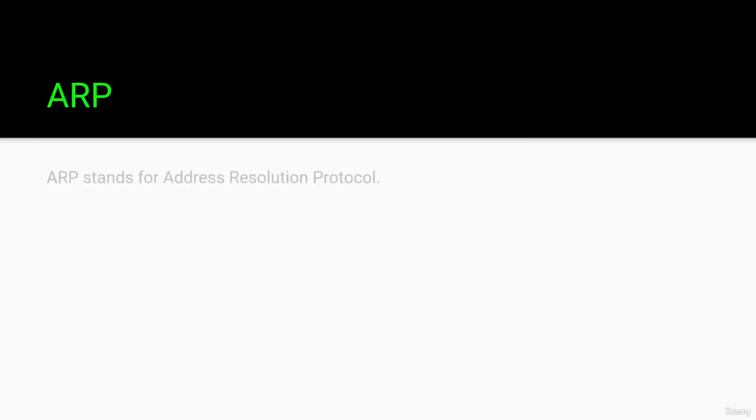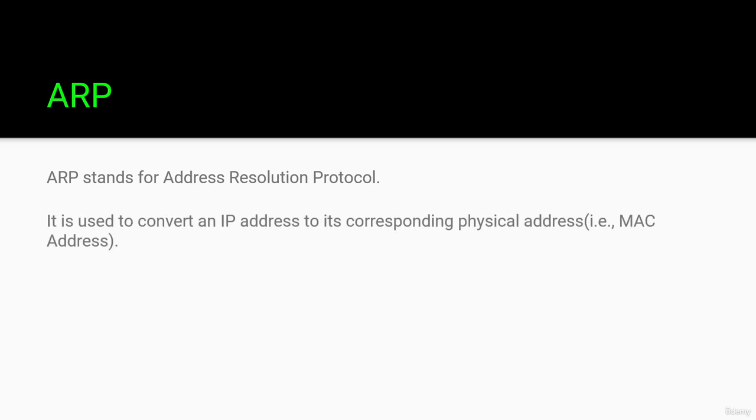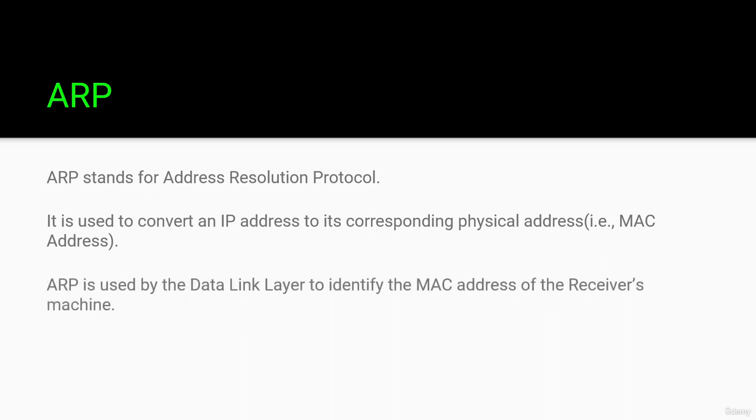We have ARP. ARP stands for Address Resolution Protocol. It is used to convert the IP address to its corresponding physical address, which is the MAC address. Again, the IP address is the logical address and the MAC address is the physical address. ARP is used by the data link layer to identify the MAC address of the receiver's machine.